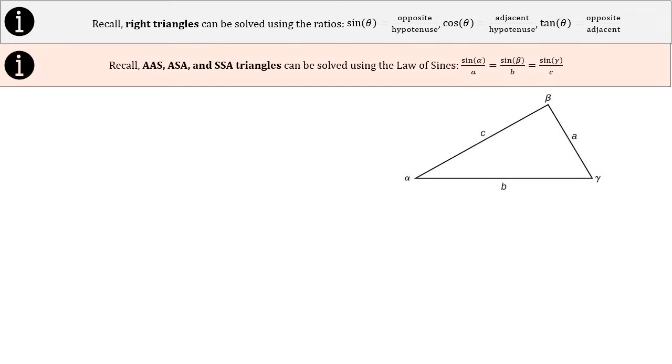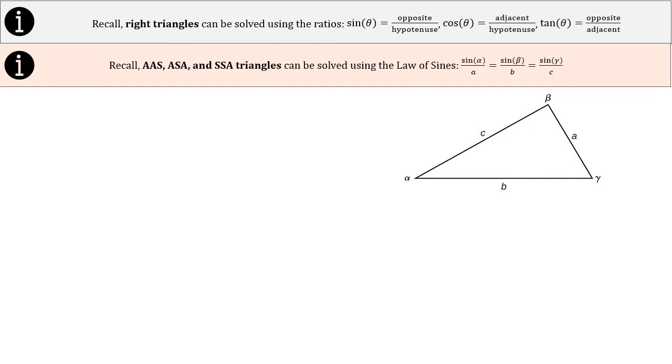Second, for angle-angle-side and angle-side-angle triangles, those can be solved by using the law of sines, where the sine of an angle, in this case alpha, divided by the side across from it, is equal to the sine of beta divided by the side across from it, and that's equal to the sine of the third angle, in this case gamma, divided by the side across from it.